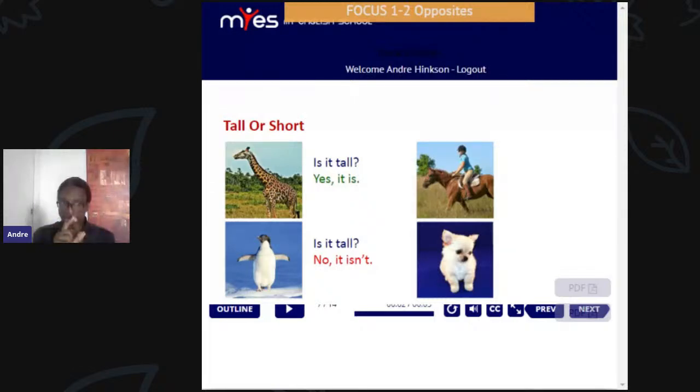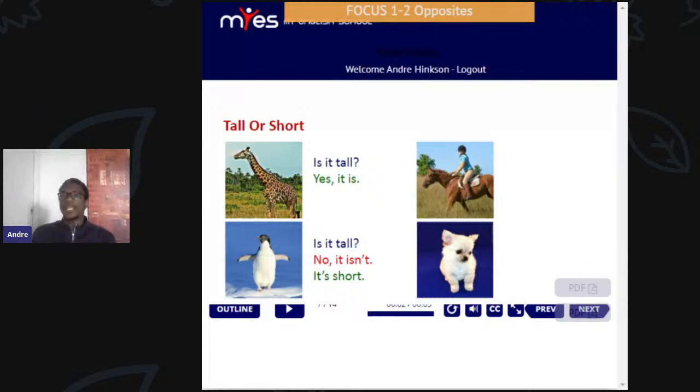Always remember subject, then the verb to be, and then the adjective. So no, it isn't, correct, Tonio. What would be the positive answer? The positive answer would be it's short. So it is short. And remember, the contraction of it is, it's. It apostrophe s is the contraction, the shorter version of the two words. So here we have a positive answer. No, it isn't. Then we give the positive answer. It's short.